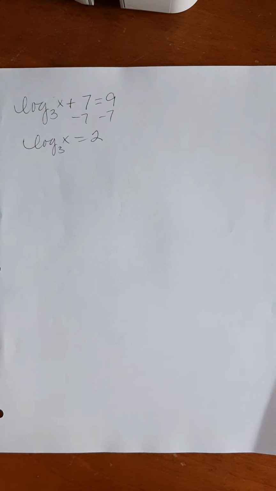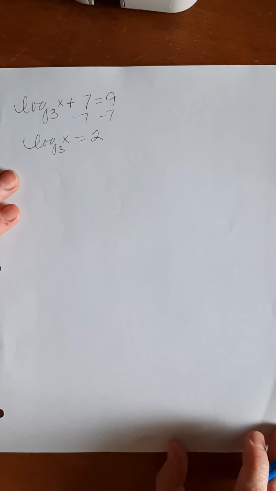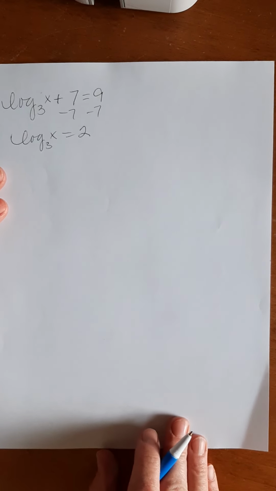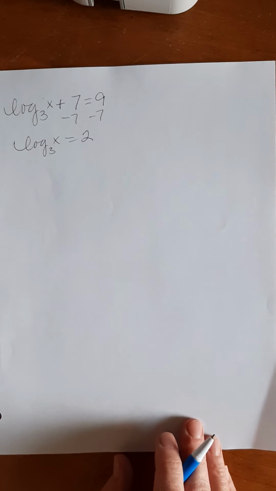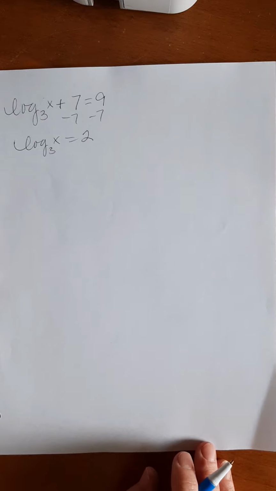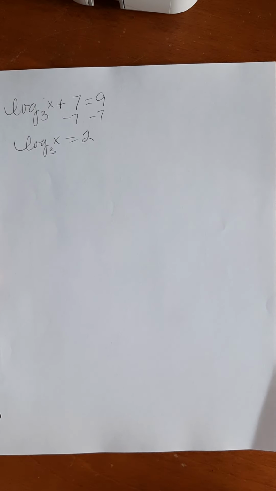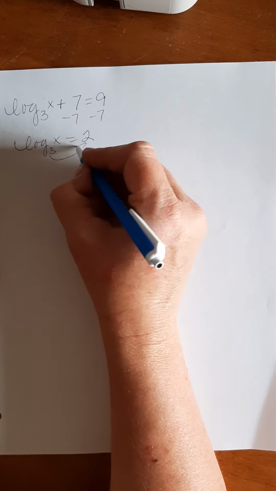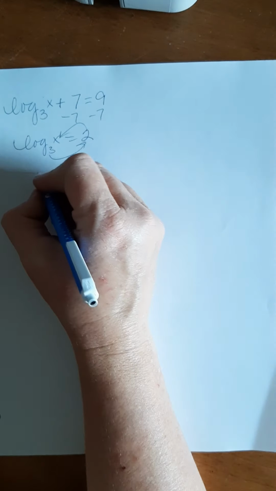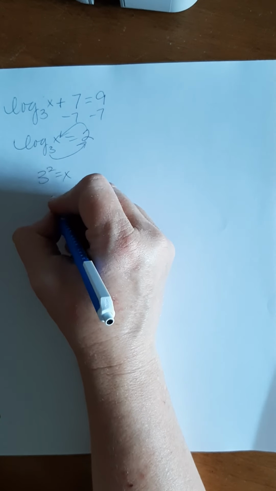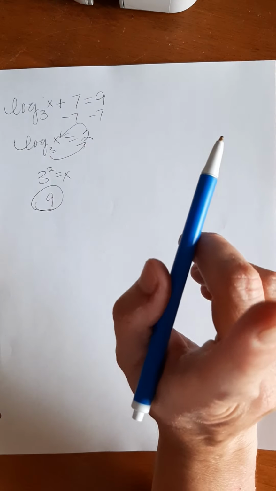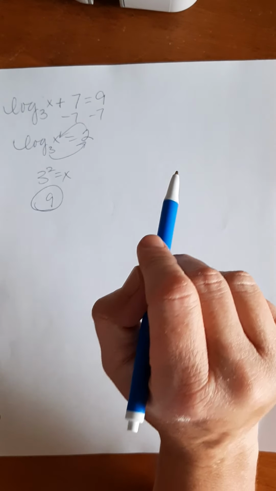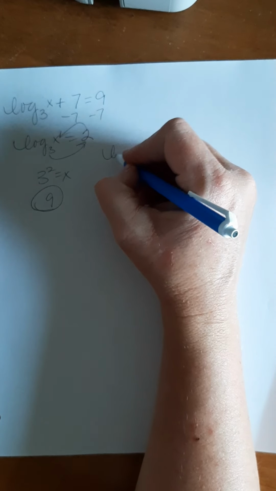Well, notice how x is not just 2 because logs are not on both sides. If logs are not on both sides, that means we cannot just cancel them. But what do you know from the very beginning? If logs are only on one side, you can circle. So 3 squared equals x. x is 9. So if logs are only on one side, if you need to, you can condense them.